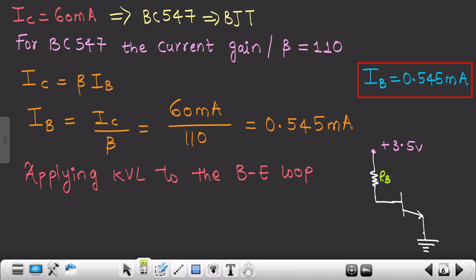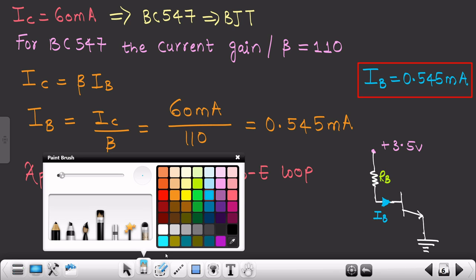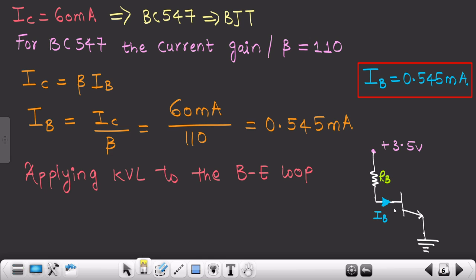What we know is the value of IB, which is 0.54 milliampere, which we had already got over here. We are not at all interested in the value of IE, as it is already grounded. So by applying KVL to the base emitter loop, this is your VBE, which should be strictly equal to 0.7 volts.